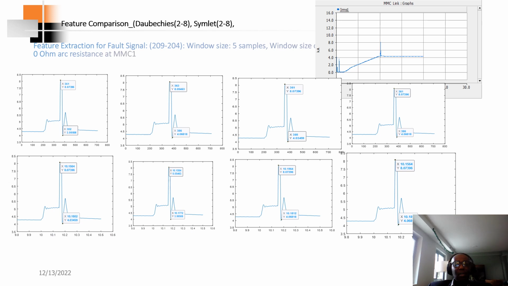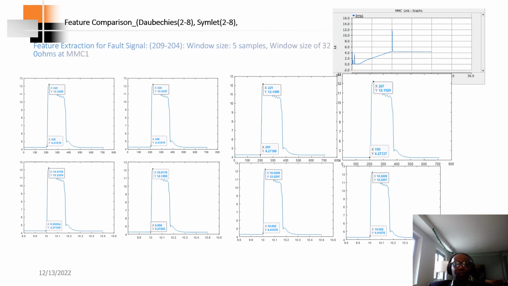Then next is pole-to-pole. This one is extraction at the MMC, on the AC side.